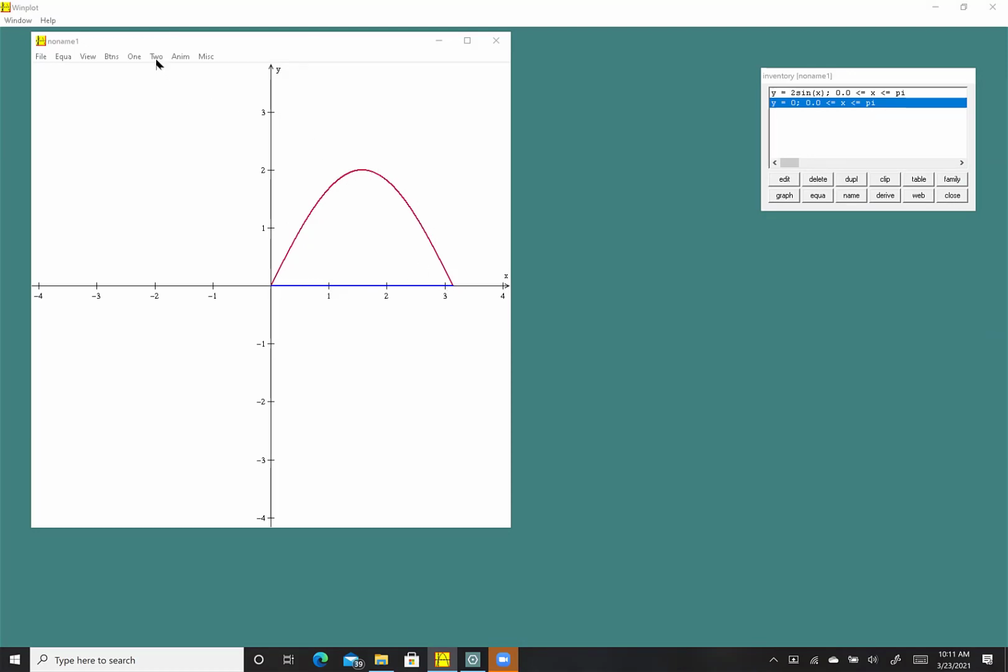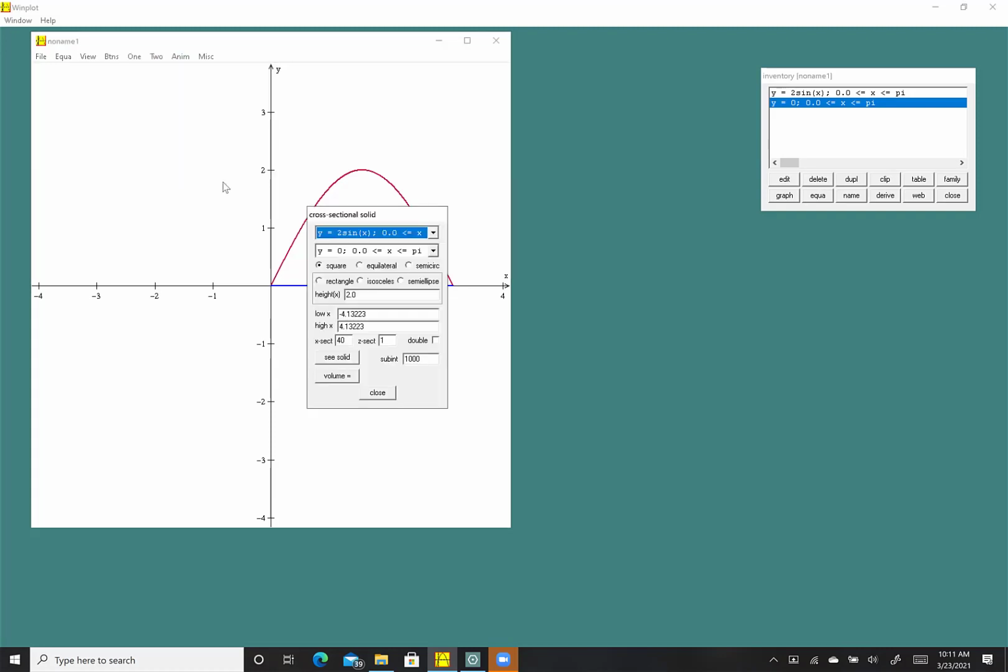And here's what I'm going to do. I'm going to get cross sections, so I'm going to go to sections, y = 2 sin x to y = 0, and I want them to be semicircles. So this height doesn't matter here. And I want the low to be 0.